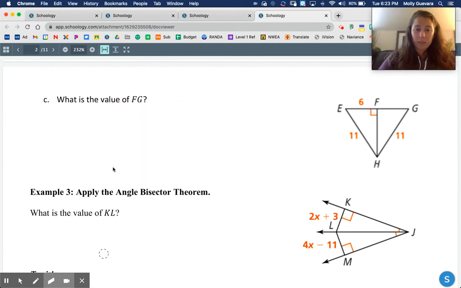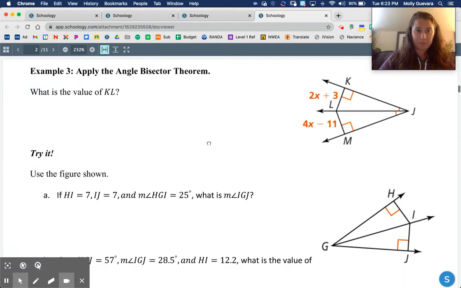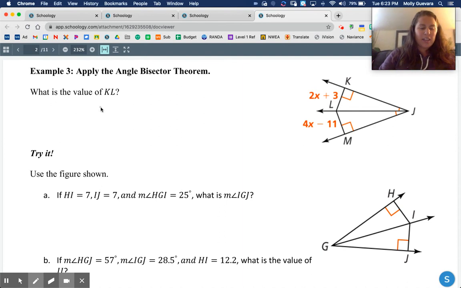We're going to switch gears now, and we're going to look at the angle bisector theorem. So that's that other theorem we talked about. Remember, it says that if LJ is an angle bisector, then the length from L to K and L to M are the same. So let's look here at example 3. It says, what is the value of KL?